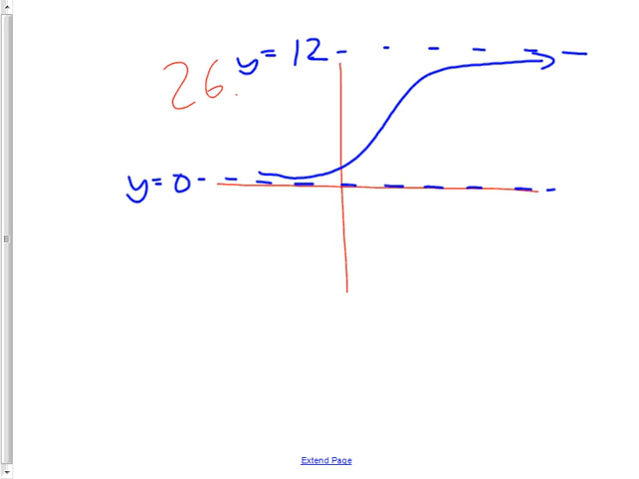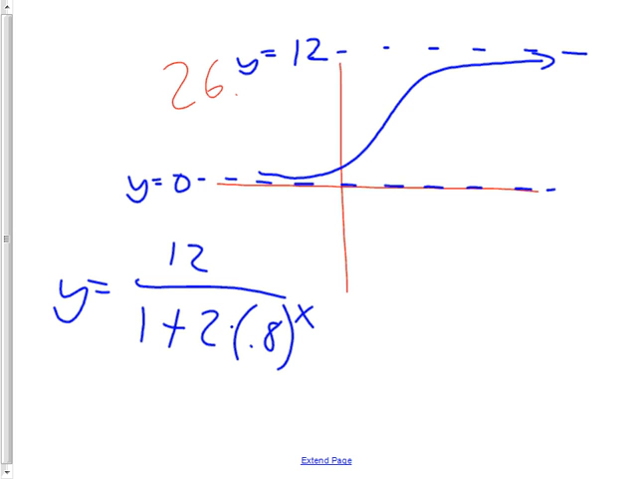Finish this sentence. The y-intercept is where what? X equals 0. Good. I'm glad this stuck in some of your heads. So if I take this function, f of x equals 12 over 1 plus 2 times 0.8 to the x, then if the y-intercept is where x equals 0, I'll put a 0 right here, and then 0.8 to the 0 becomes a 1. 1 times the 2 makes 2. Add the 1, and it makes 3. 12 divided by 3, the answer is y equals 4. So to find your y-intercept, you set x equal to 0.